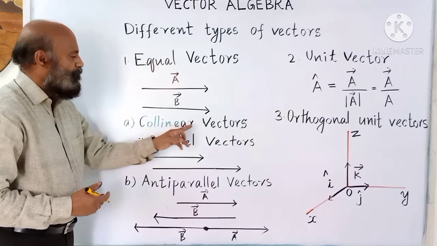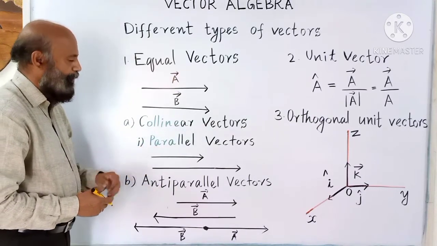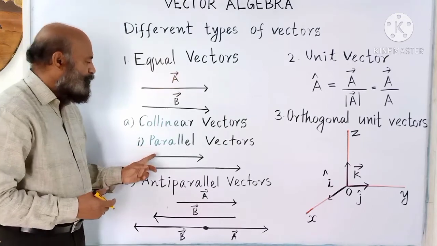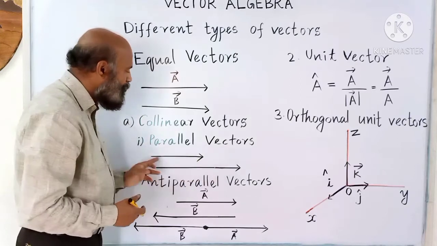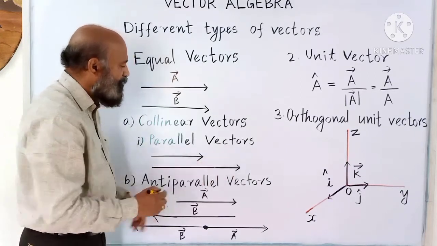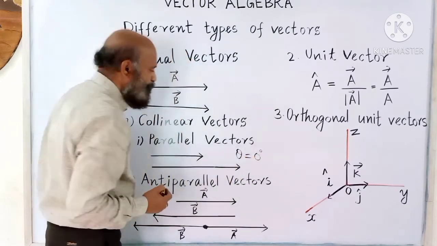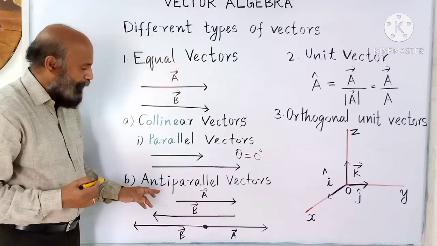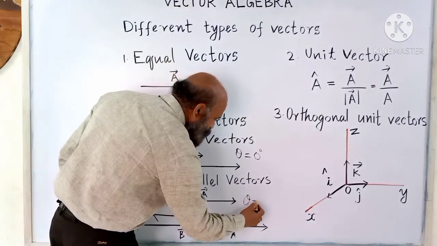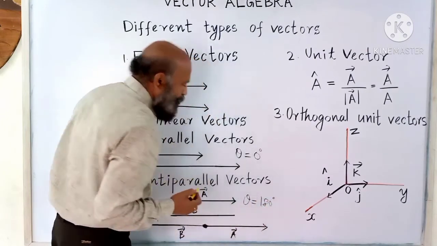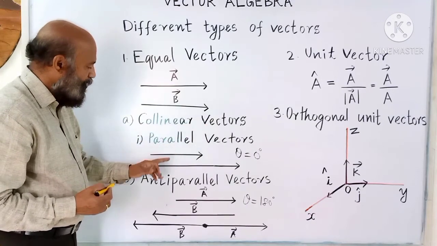Now, collinear vectors. Collinear vectors are of two types, parallel and anti-parallel. Two vectors are said to be parallel if they are in the same direction. So theta is 0 in this case. Two vectors are said to be anti-parallel if the angle between them is 180 degree. So both of them are known as collinear vectors, parallel and anti-parallel.